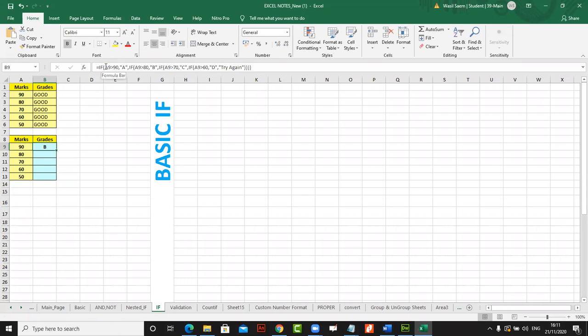The number of brackets that I have opened, the same number of brackets I'm closing. Okay, I replicate this and here we go. So it works in this manner.